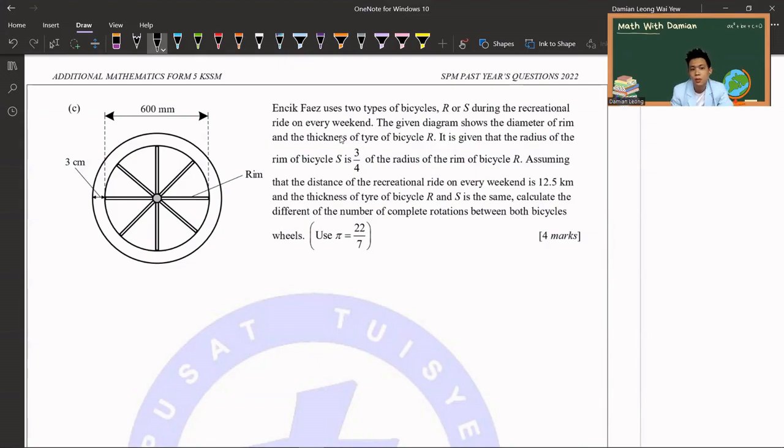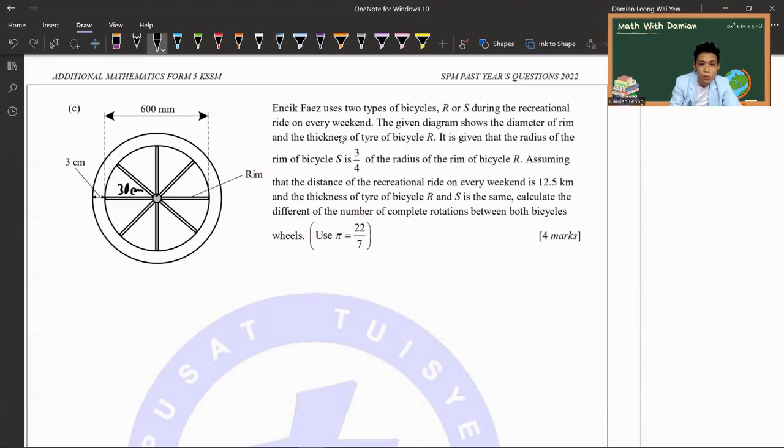Basically, when we compare number of rotations, we look at the distance traveled in one rotation. So one full rotation, the distance that is traveled is basically the circumference of the circle, the circumference of the whole tire. So this 600 mm means 60 cm. So it means all the way is 63 cm for bicycle R. Sorry, my bad, 30 one side, 30 cm one side. So 33 cm for the radius of tire for bicycle R.